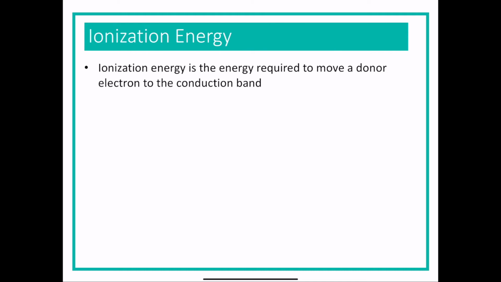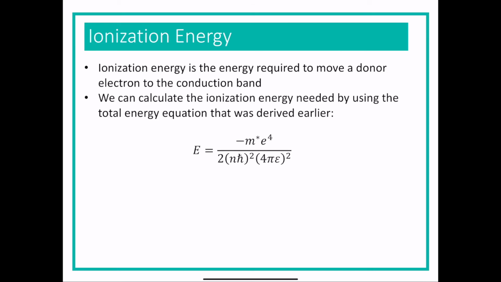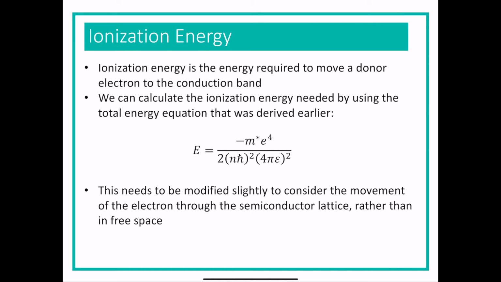And we can use the energy equation from the first part of the course. Remember that weird one that had the effective mass and the charge of an electron to the fourth and all that, and that was the total energy. And we need to modify it just a little bit because now we're not in free space, we're actually in a lattice, but that's not difficult to do. So what we're going to do is figure out the radius from the nucleus that the orbiting electron will be at.